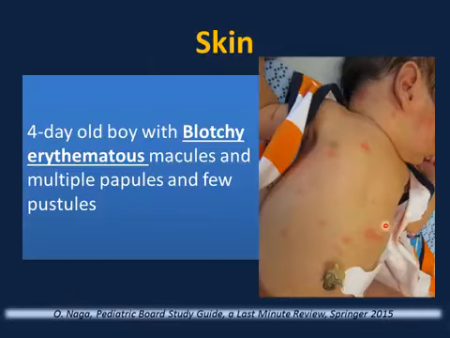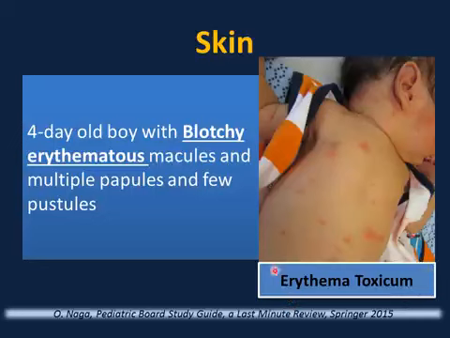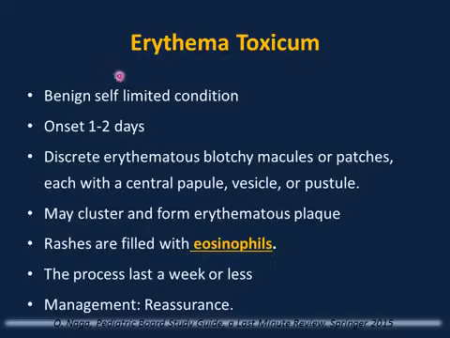This is a 4-day-old boy with blotchy erythematous macules, which are flat red lesions, on the trunk and face and extremities. And if you see raised red lesions or multiple papules and a few pustules, what is the most likely diagnosis? This is a classic presentation of erythema toxicum. Erythema toxicum is a benign self-limited condition, very common in newborn infants, and requires reassurance.